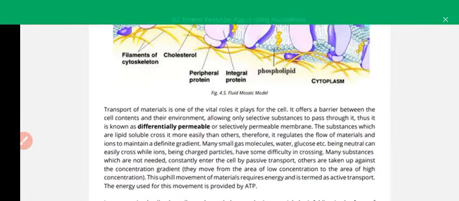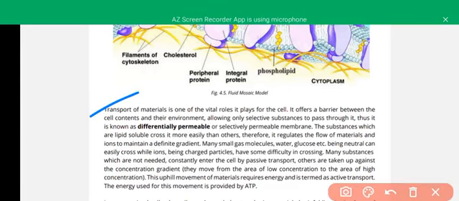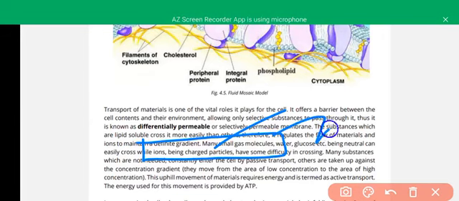Then we will study the function of the plasma membrane: transport of material, one of the most important functions performed by cells. It acts as a differentially permeable or semi-permeable membrane, allowing some molecules to pass through and some not. Which molecules cross the plasma membrane most easily? Lipid-soluble molecules cross easily, small molecules like water can also cross easily, and non-charged substances can also pass the cell membrane easily. Many small gas molecules pass easily, but ions, which are charged particles, have difficulty crossing the membrane.